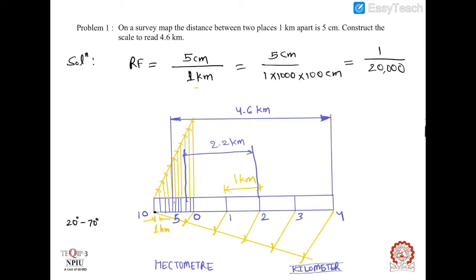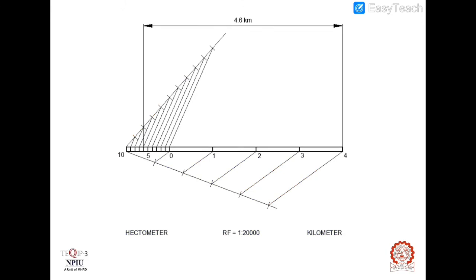And here at the center you have to write representative fraction is equal to 1:20,000. So in this way, on your drawing sheet you have to make the plane scale. The proper drawing of the plane scale is shown here.